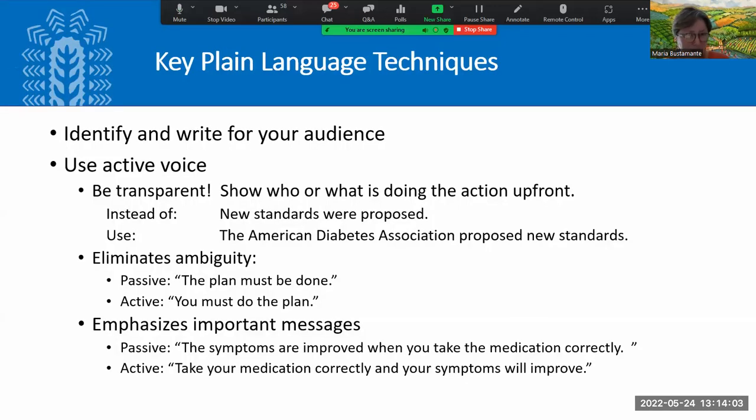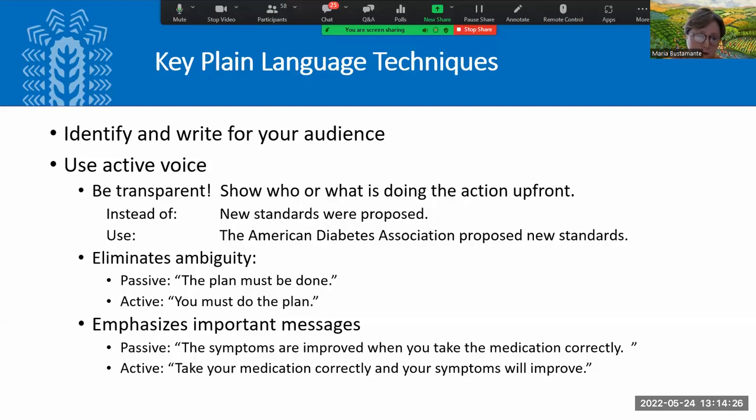We're also going to be looking at different techniques that you can use. So first of all, you identify and write for your audience, not for yourself. You use your active voice. Be transparent, so you know who and what is doing the action.